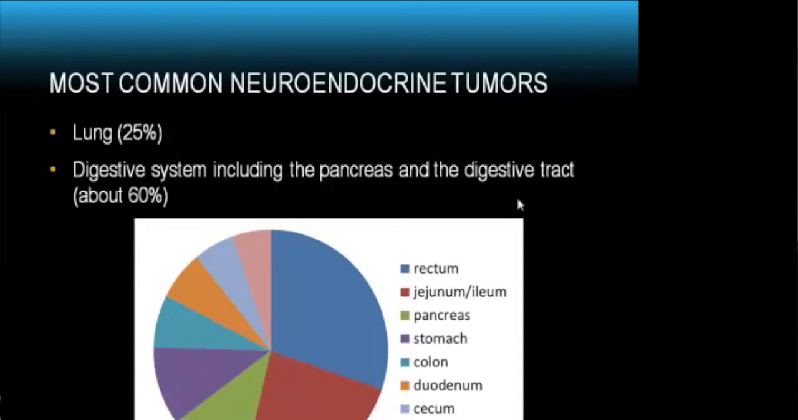So, the lungs and the digestive system are the most common locations for neuroendocrine tumors. Approximately 25% of neuroendocrine tumors are found in the lungs, and 60% in the digestive system, including the pancreas and the gut. So this figure, I just want to show you an idea of how digestive neuroendocrine tumors are distributed in the digestive system. The rectum and the small bowel are the two most common sites for digestive neuroendocrine tumor, followed by pancreas and the stomach.